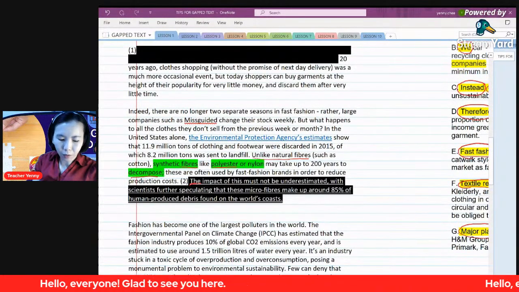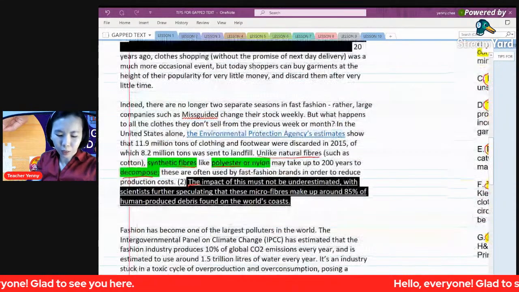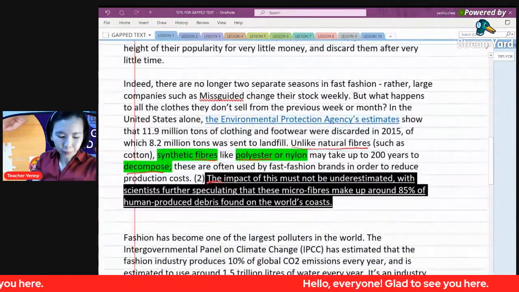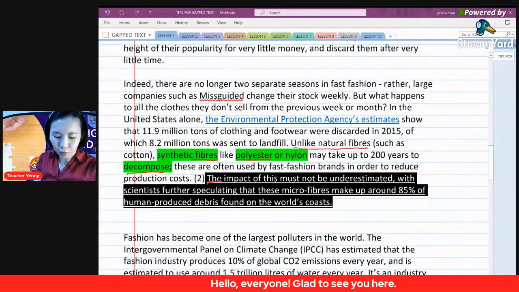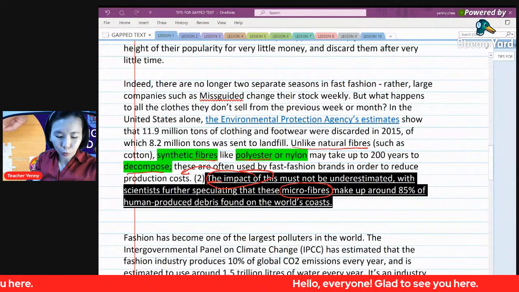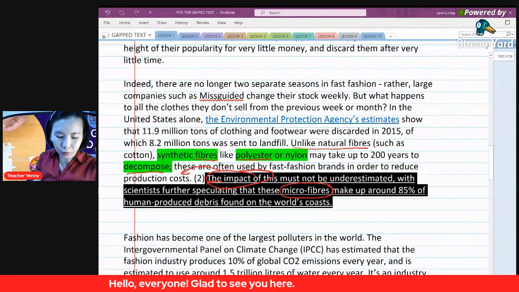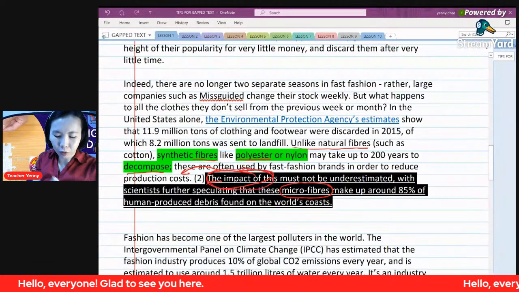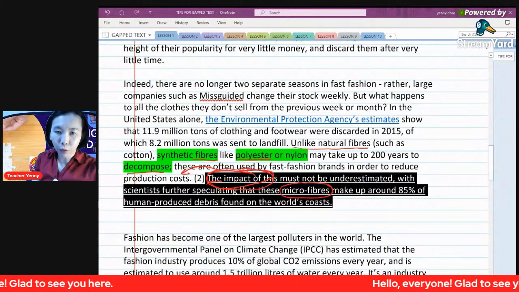Okay, the impact of this must not be underestimated, with scientists further speculating. So you can see the word microfibers. Okay, the impact of this, it's referring to the earlier sentence, this impact. So you have to look at anaphoric and cataphoric, look at the sentences. Okay, the reference words are very important for gap text.